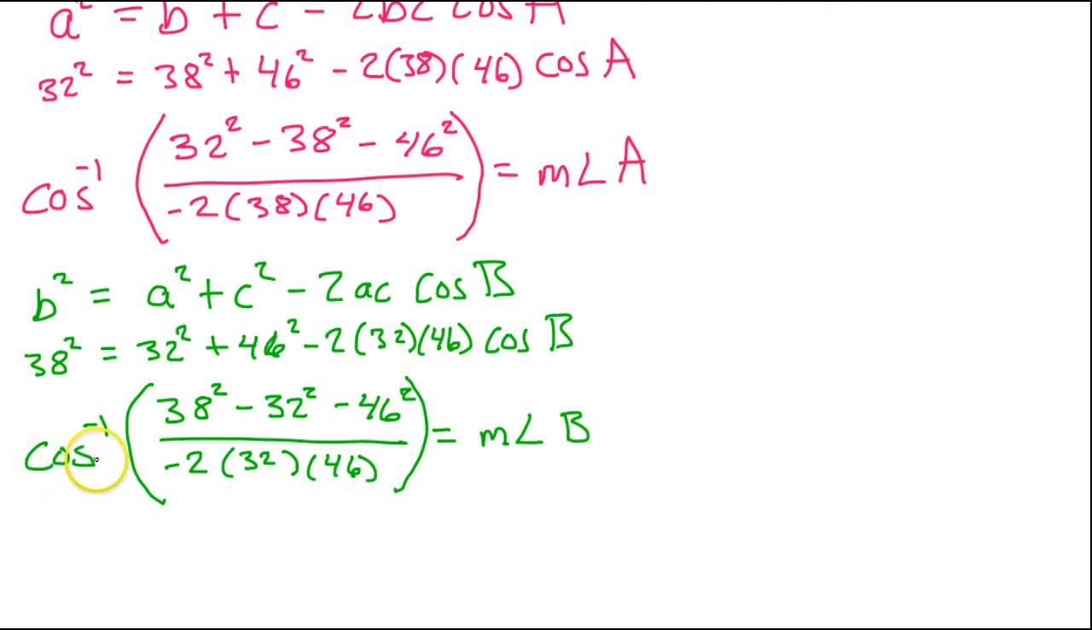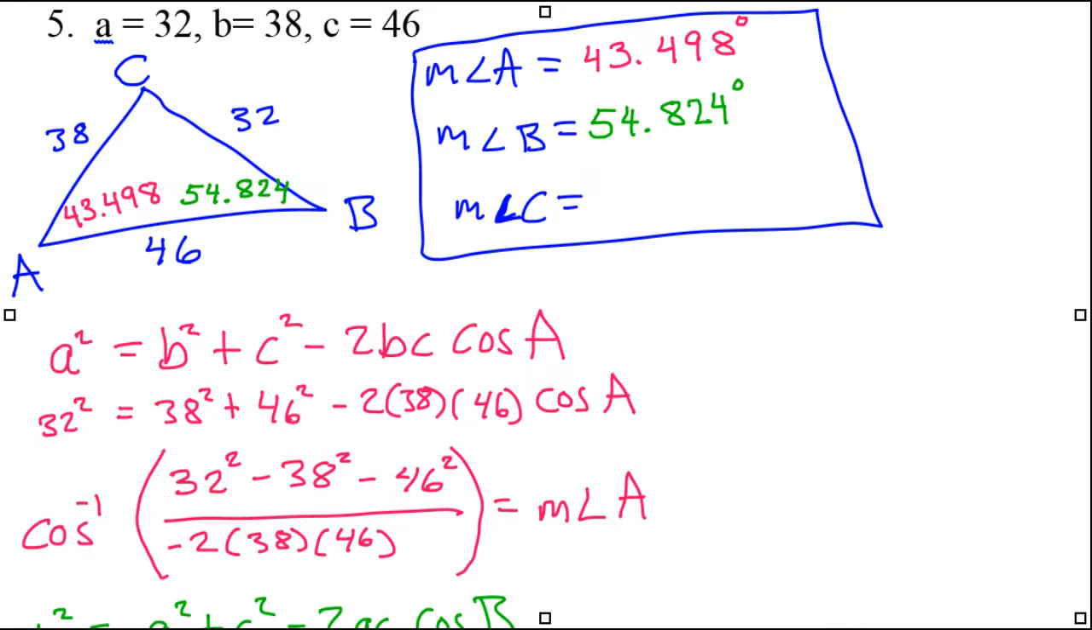So go ahead and put all of this in your calculator all at once. So I got 54.824 degrees. Now we can easily find the measure of angle C by subtracting these two angles from 180. I got 81.678 degrees. And we have now solved triangle number 5.